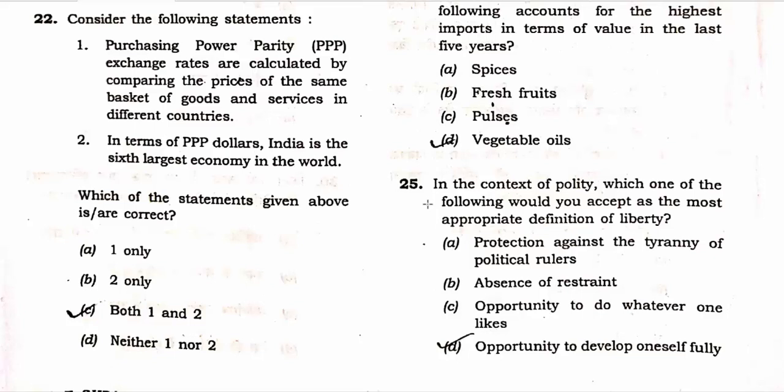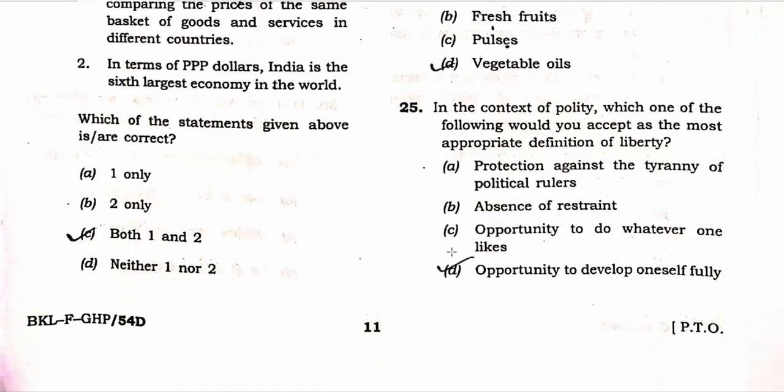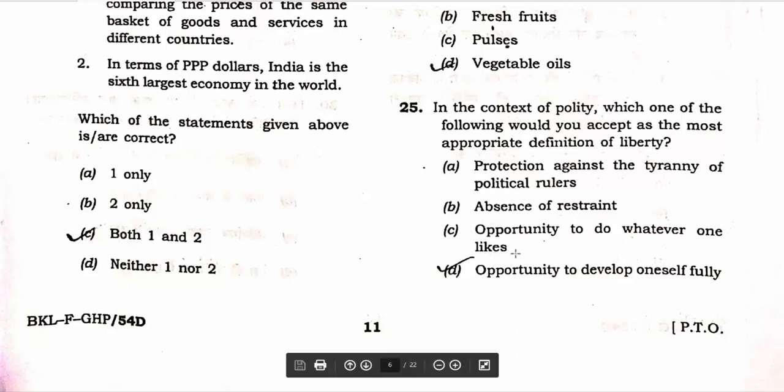And 25, in the context of polity, which one of the following could you accept as the most appropriate definition of liberty? So again, with a proper understanding of the term liberty, one could directly get to the answer, that is nothing but the option D, opportunity to develop oneself fully. This is the correct answer, because protection against the tyranny of the political rulers cannot be an answer if you have applied your common sense.